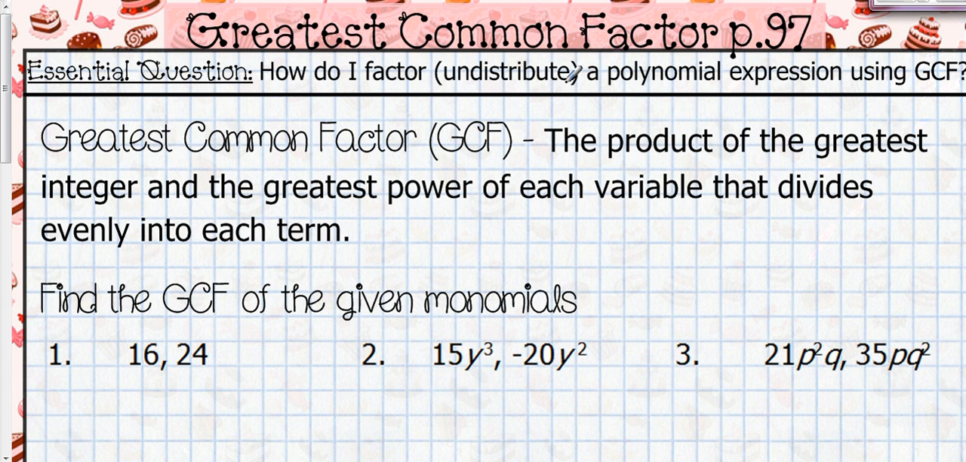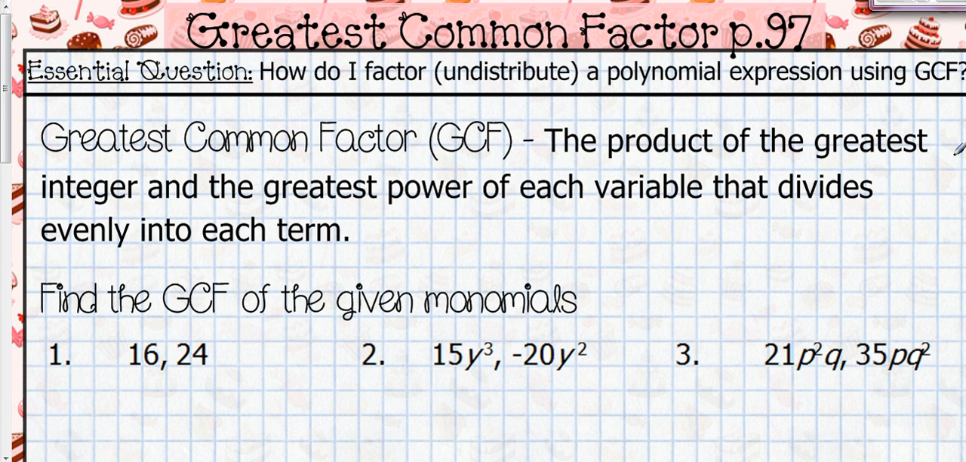Okay, so how do I undistribute? Last week we talked about multiplying 2 polynomials together to get a bigger polynomial. Now we're going to be working backwards in order to figure out what 2 things multiplied to give me that bigger expression. So again, make sure your essential question is copied at the top of your page. How do I factor or undistribute a polynomial expression using the GCF?